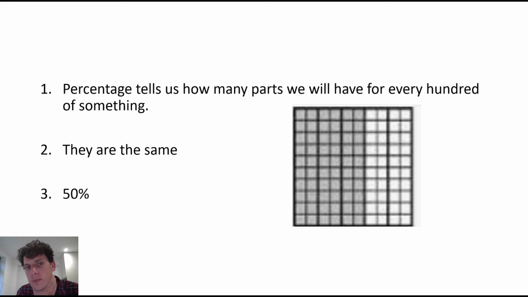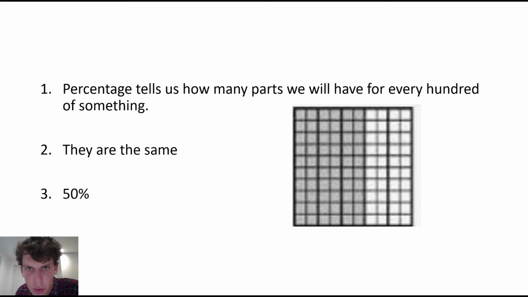So what does the percentage tell us? A percentage tells us how many parts we will have for every 100 of something. So here we have 100, and in this case we have 60 parts covered. So this would be 60%. So the percentage just tells us how many parts we will have for every 100 of something.